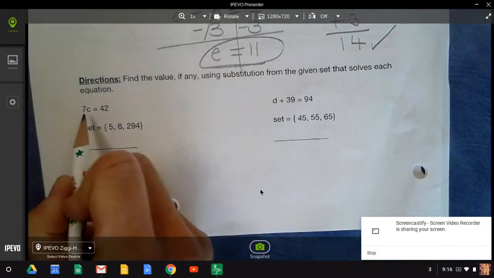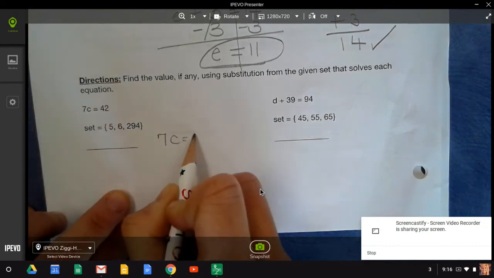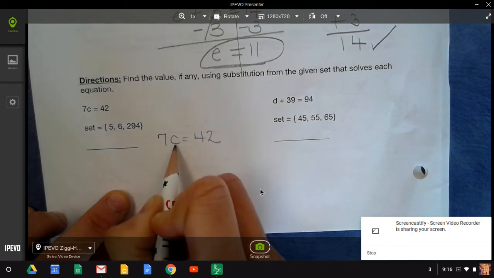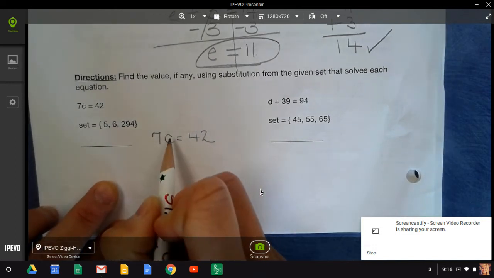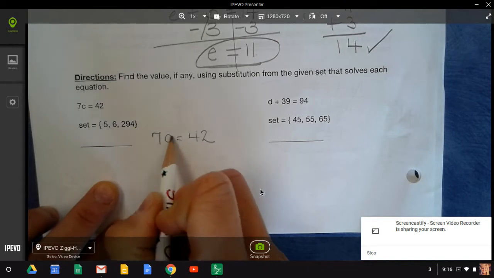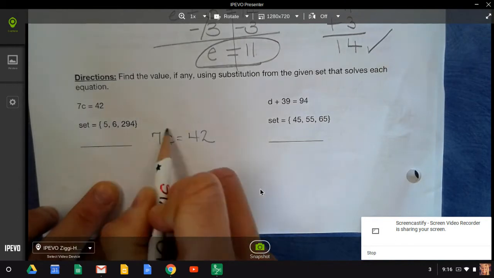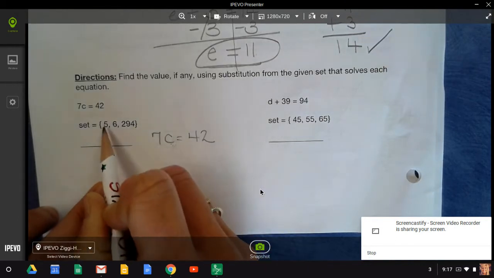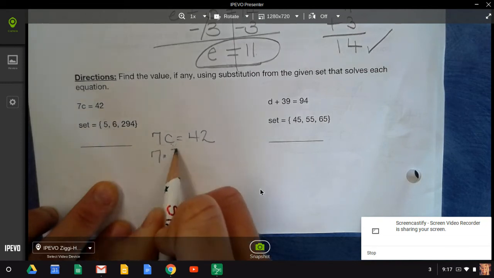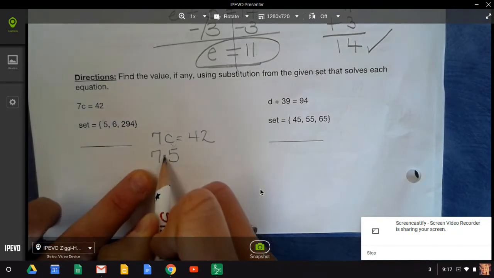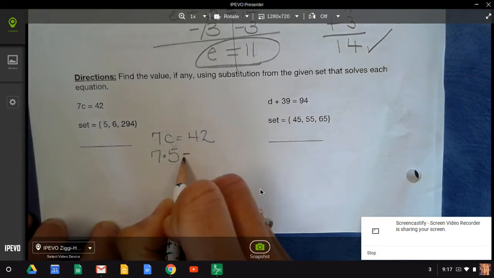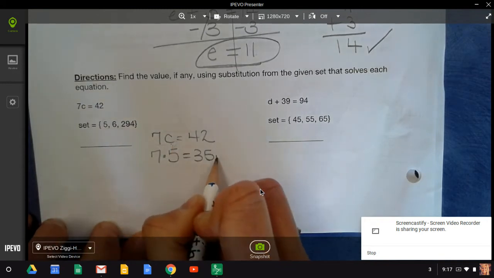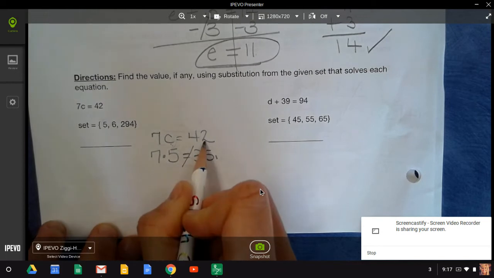So if we look at 7c equals 42, we know that 7 and c next to each other with nothing in between means to multiply. So we know that we are going to substitute these numbers in. We're going to multiply them together. So I'm going to take this 5 and I'm going to substitute it in for c. Now when you substitute it in, you need to insert a little raised dot, which means to multiply. 7 times 5 is 35, so that is not going to work because it has to equal 42.